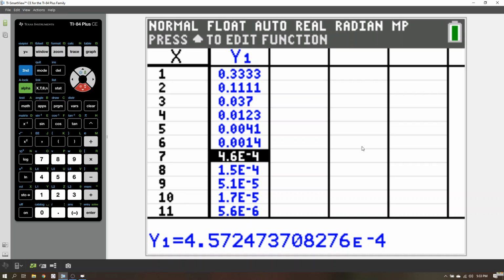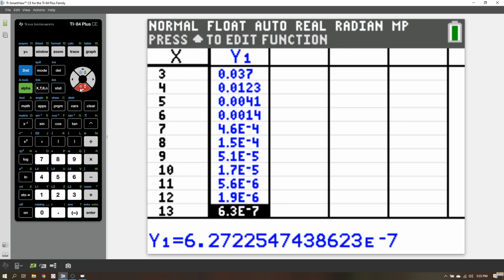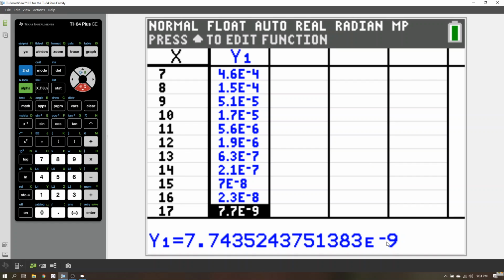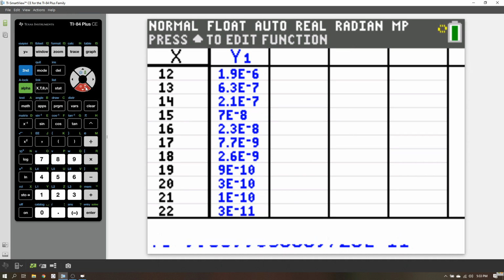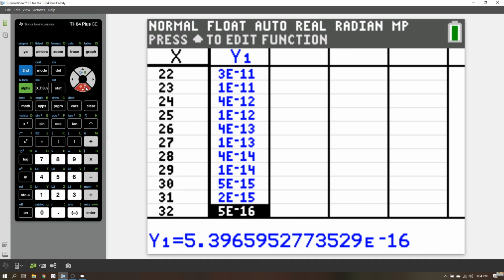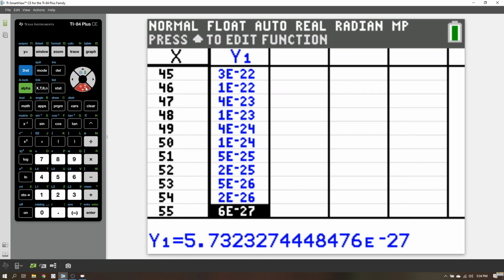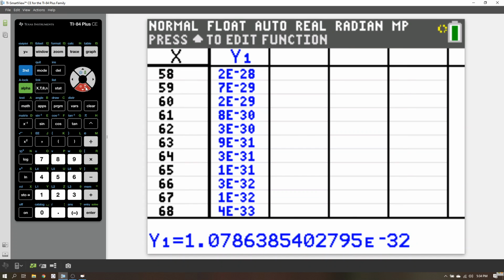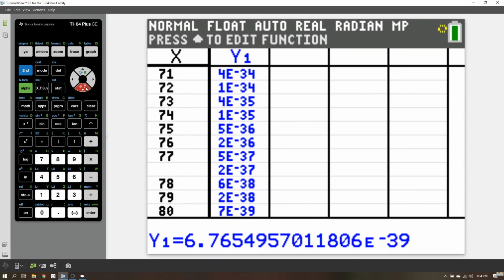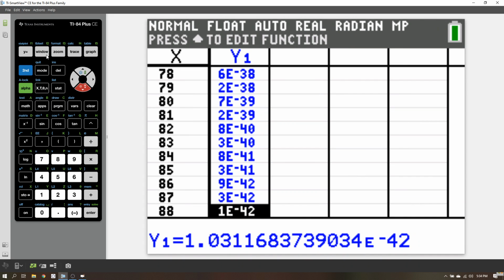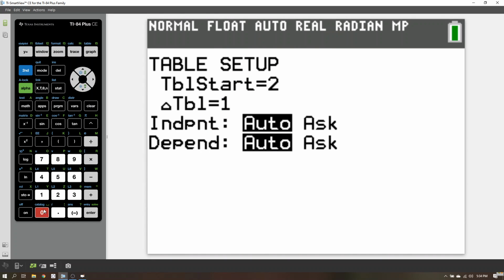So the idea is the more negative this part right here becomes in scientific notation, the smaller the number is. If I keep going, the numbers are actually getting smaller because this is becoming more and more negative. I'm hoping eventually it just tells you 0. Let's see if we go out to 200.